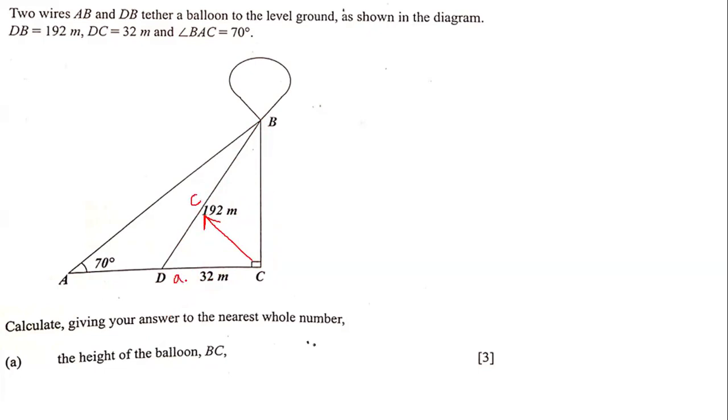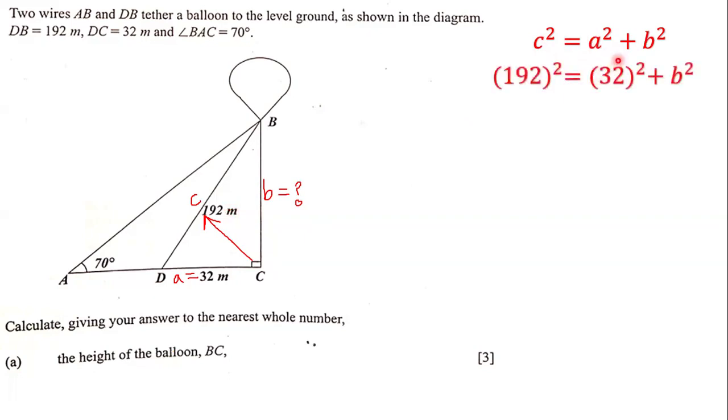This side we're going to label as A, and this side we're going to label as B. That's the side that we are trying to find, right? So this is B. Now let's use Pythagoras theorem. Pythagoras theorem says that C squared is equal to A squared plus B squared. Notice here that C is equal to 192, and also that A is equal to 32. And so we have 192 squared is equal to 32 squared plus B squared.